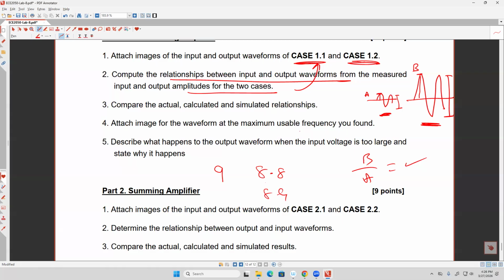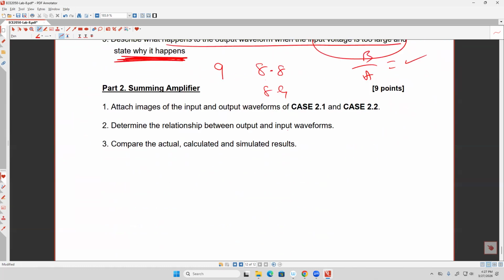Okay. The other thing here, for the maximum usable frequency, just give me a picture. Show me. For example, I increase the frequency to a certain number, and at 40 hertz, I decided this is the maximum because at this value the signal became distorted, and this is how it looks. Same thing here, I'm asking about the distortion, about the saturation. What happens when the voltage is too large?